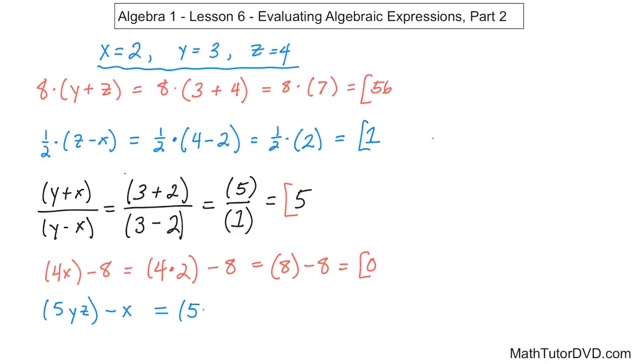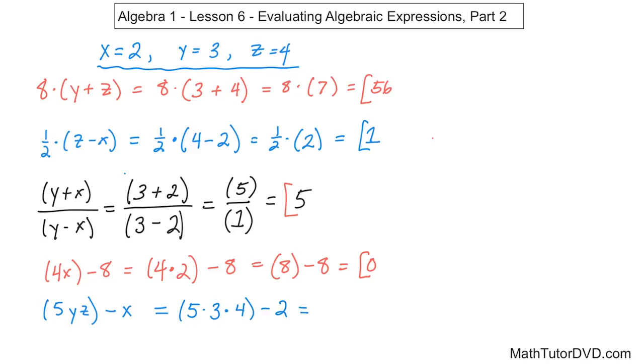It'll be 5 times the value of y, which given up here at the top of the page is 3. Then we say 5 times 3, and then we say times the value of z, which is 4. Okay, and that's it. We write the multiplication symbols there because we don't want to be confused and think 534. We want to know that they're multiplied together. And then minus x on the outside, which is 2.